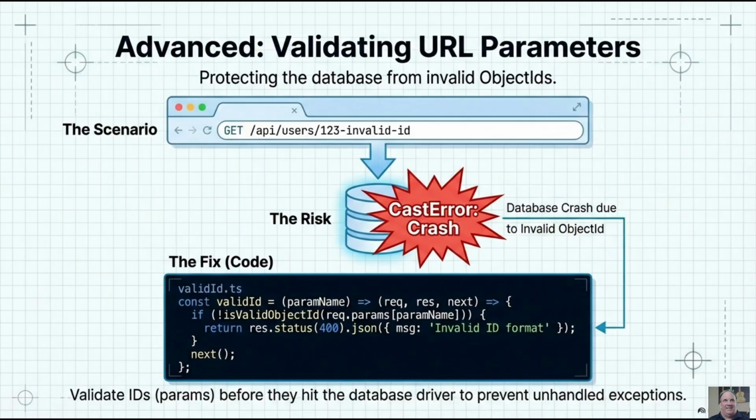So the fix is another middleware, right? validateId. Same pattern as our Joi middleware. It's a factory function that takes a parameter name like userId and returns a middleware function. That middleware checks if the value in the request params is a valid ObjectId format. If it's not, it returns a 400 immediately. If it is, it converts the string to an actual ObjectId, right? And calls next, okay? The key insight here is that we're catching the problem at the gate, not at the database. By the time the database query runs, we know the ID is valid. No more unhandled exceptions from bad URL parameters.